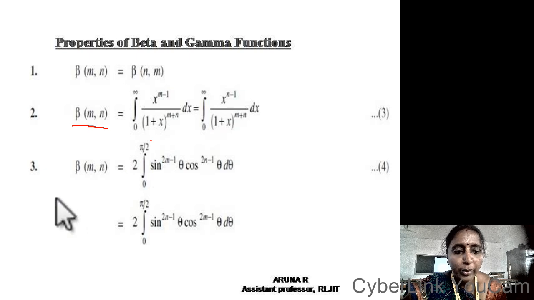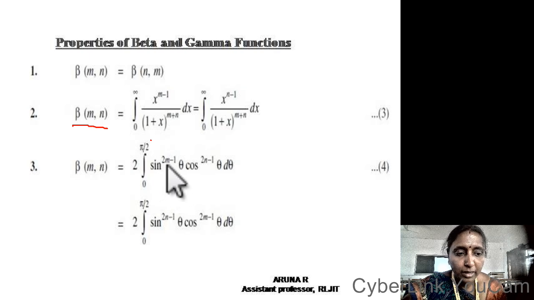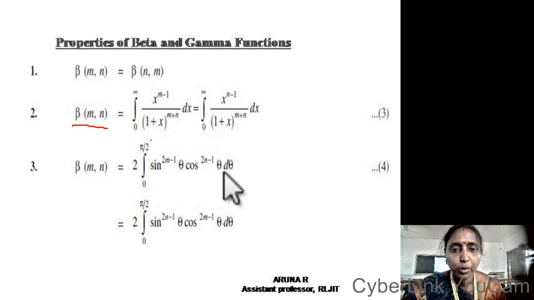And the third property says that beta of m comma n is equal to 2 into the integral from 0 to pi by 2 of sine to the power 2m minus 1 into cos to the power 2n minus 1 d theta. So you can interchange your m and n. So these are the properties of the beta and gamma functions.